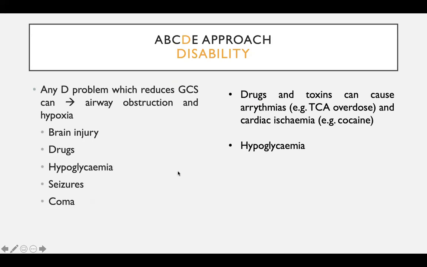Fine. So now we're just on quickly to disability and exposure, and I'm going to do these a bit more quickly. So in disability, any D problem which reduces the GCS can lead to airway obstruction, and airway obstruction leads to hypoxia. So that can cause a cardiac arrest. So brain injury, any drugs that cause reduced GCS, hypoglycemia, seizures, and coma. And drugs and toxins can also lead to arrhythmias, and we would count those sometimes in the D section, drugs and toxins. So they are included, and obviously hypoglycemia I've mentioned twice there.